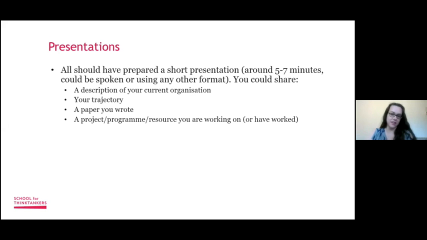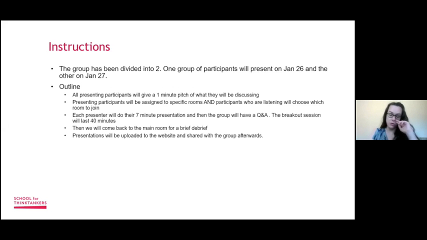Great. So again, it's the same idea. We do a 1 minute pitch to let everybody know what you'll be talking about. And then each participant will present either the description of the organization, your trajectory, a paper that you wrote, a project, program, or resource that you're working on, or something that you find interesting, maybe your idea for a think tank, and you can get feedback from others, whatever you think would be interesting.